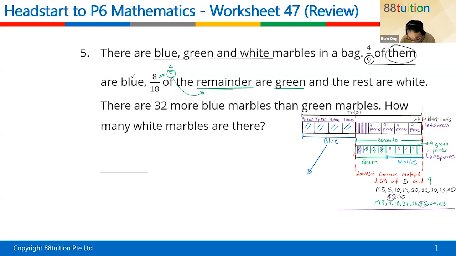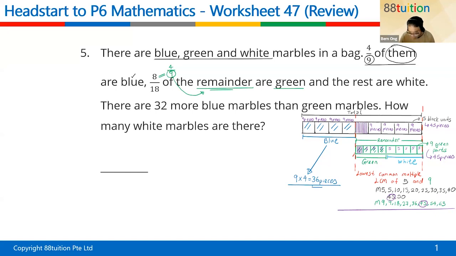So blue got what? 9 pieces, 9 pieces, 9 pieces, 9 pieces. It's like 9 times 4. Total, we are calling it 36 pieces. Can you see that? All right, so we are not calling it units. We are not calling it parts. We are calling it pieces now. All right, so the blue got 36 pieces.